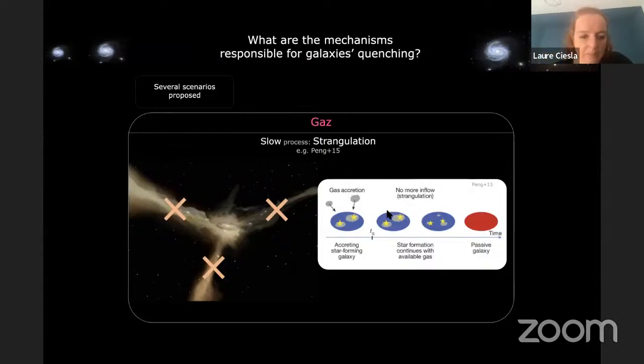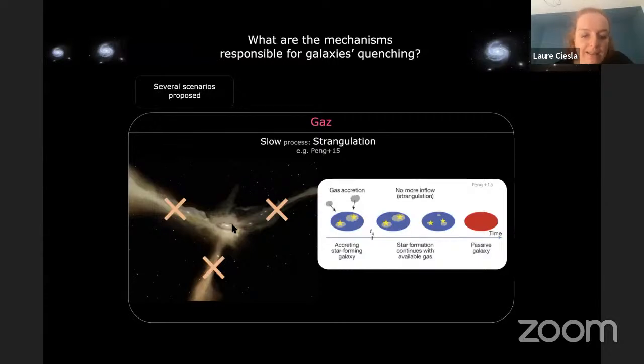Just to give you an example, you have here mechanisms related to the gas, because of course, to have star formation, you have to have gas in your galaxy, which is the fuel of star formation. So you can imagine that if a galaxy stops forming stars, it's because something happened to the gas. Maybe there is no more gas. This can happen in different ways.